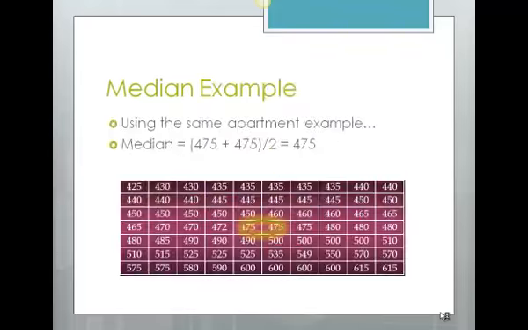So in our example here, we arrange all of our data from lowest at 425 over here to highest at 615 here. And then since we have 70, that's an even number, we have to take the average of our two middle observations. Well, in this case, they're both $475, so the median rent here is $475.